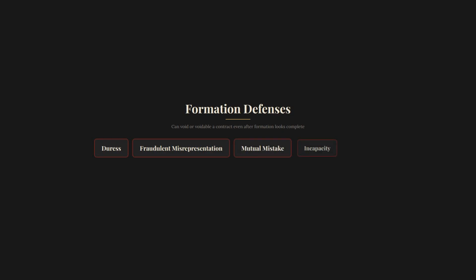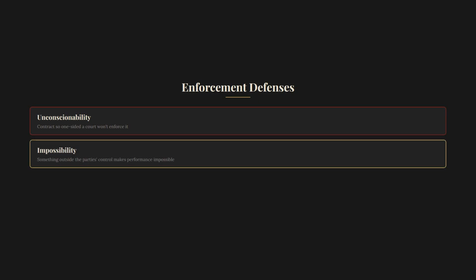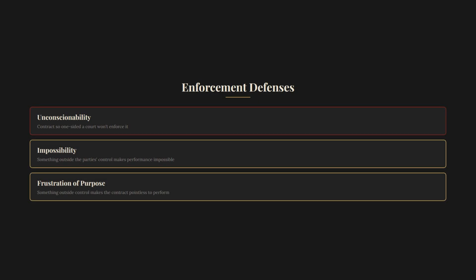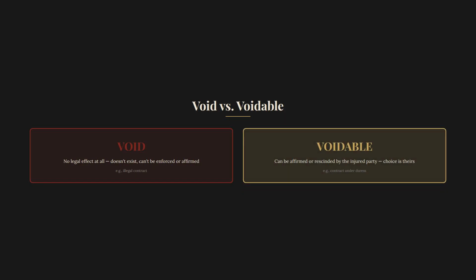After you've confirmed formation and cleared the statute of frauds, you check defenses. Formation defenses can make a contract void or voidable even after it looks complete, and duress, fraudulent misrepresentation, mutual mistake, incapacity, and illegality are all in this bucket. Enforcement defenses include unconscionability, where a contract is so one-sided a court won't enforce it, and impossibility and frustration of purpose, which excuse performance when something outside the party's control makes the contract impossible or pointless to perform. A void contract has no legal effect at all, while a voidable contract can be affirmed or rescinded by the injured party. Then you get to breach.